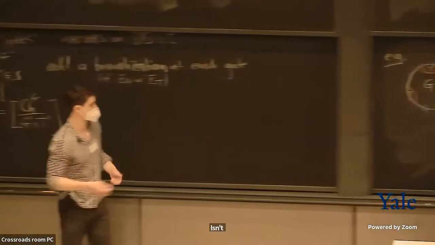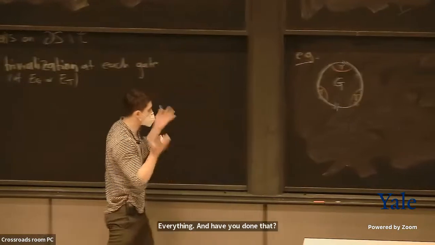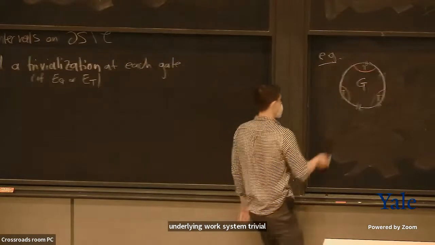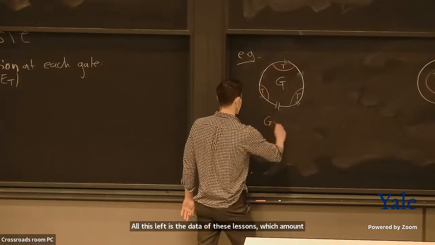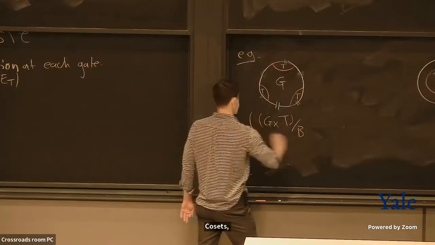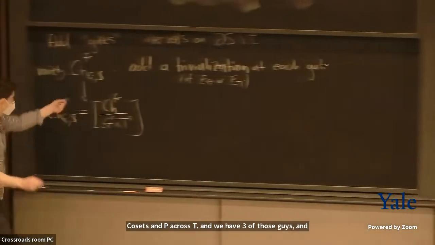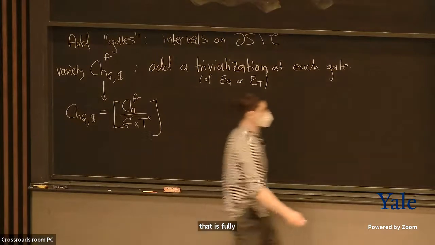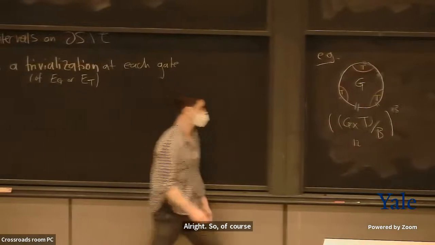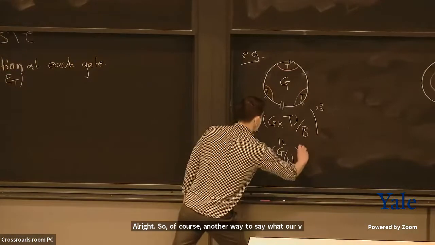Okay, so now I've trivialized everything. And having done that, well, we have a disk, so the underlying local system is trivial. All that's left is the data of these reductions, which amount to B cosets, the choice of a B coset in G cross T. And we have 3 of those, and that is our fully framed variety. So, of course, another way to say what are B cosets in G cross T, that's the same as N cosets in G, right?